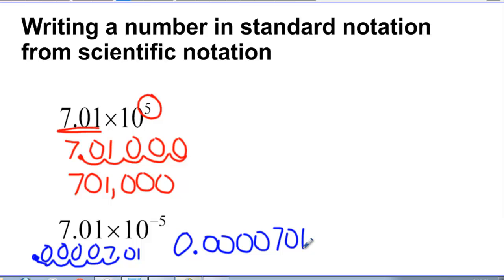If you have a negative exponent on your scientific notation number, you should end up with a number that is smaller than what you started with. So this is significantly smaller than 7.01. They're equal, excuse me, when I say smaller, I mean smaller than the first factor. These two things mean the same thing. Those are equal. These are equal to each other. They're just different forms of writing the same number.